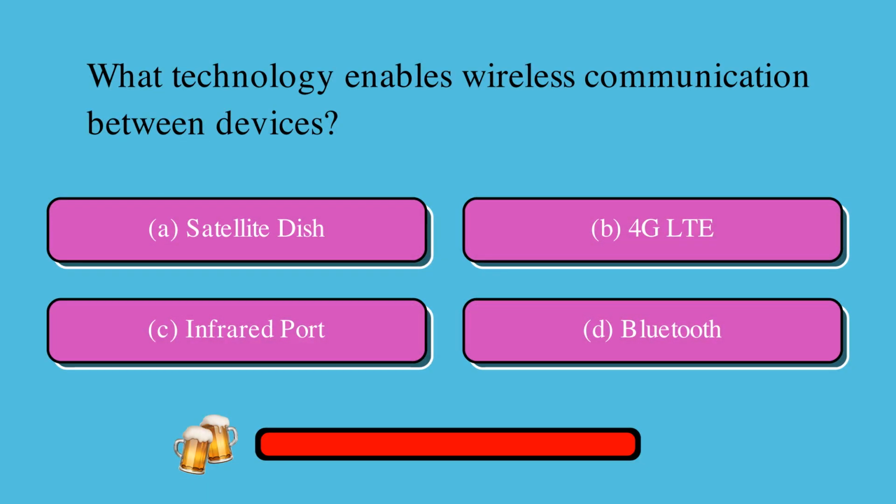What technology enables wireless communication between devices? Is it A, satellite dish, B, 4G LTE, C, infrared port, or D, Bluetooth? The correct answer is D, Bluetooth.